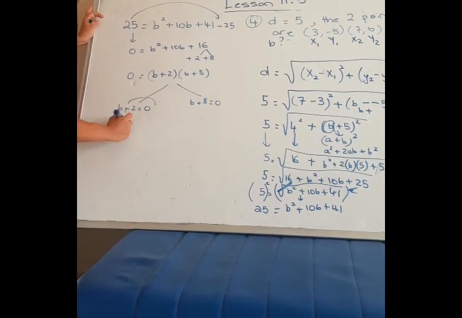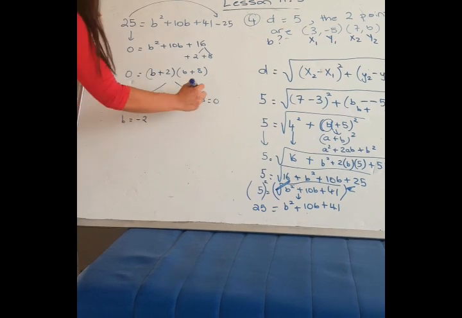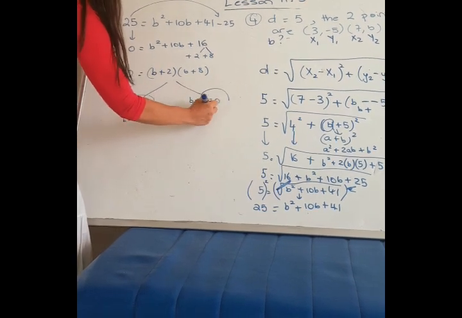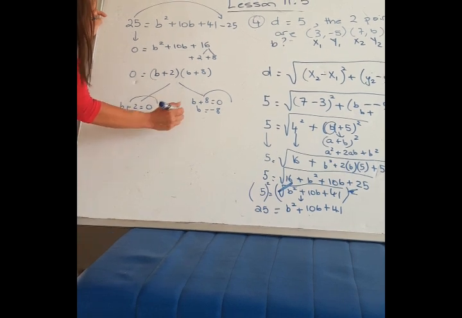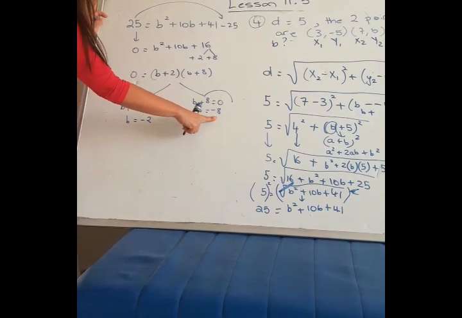Take the 2 to the other side. b is equal to negative 2. Take the 8 to the other side. b is equal to negative 8. So b can be a negative 2 or it can be a negative 8.